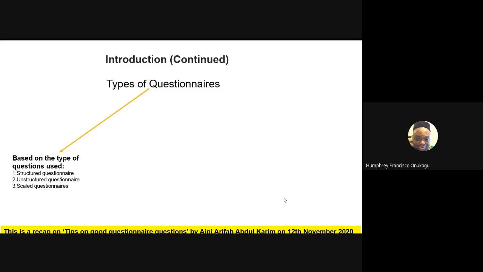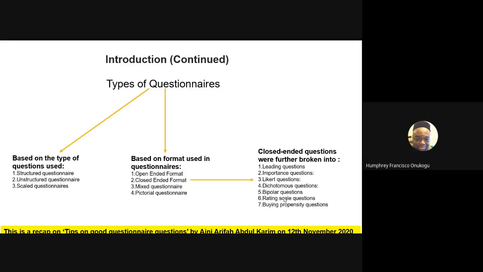Based on the types of questions used, we have structured questionnaire, unstructured questionnaire, and scaled questionnaire. Then based on the formats used, we have open-ended format, closed-ended format, mixed questionnaire, and pictorial questionnaire. When you look at the closed-ended format, it can be further broken into parts: leading question, importance question, Likert questions, dichotomous questions, bipolar questions, rating scale questions, and buying propensity questions.